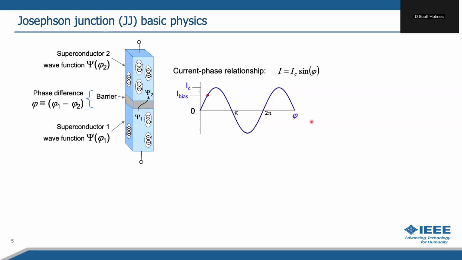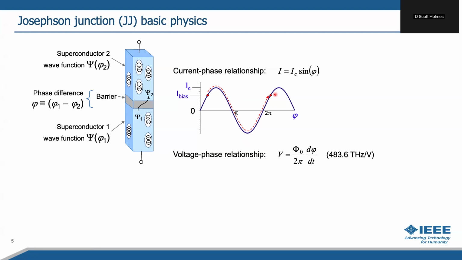It's a sinusoid. Okay, so if we have a little bit of a bias, say a little current through here, that means there's a phase difference. And then if we give it a little kick, a little bit more current for some reason, we can kick it over the top. It goes through a 2 pi phase shift. And that's a switching event.